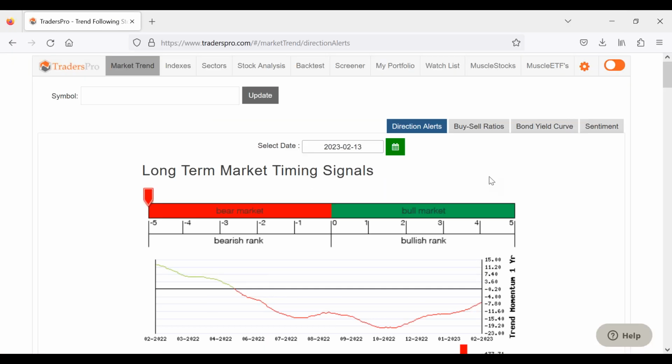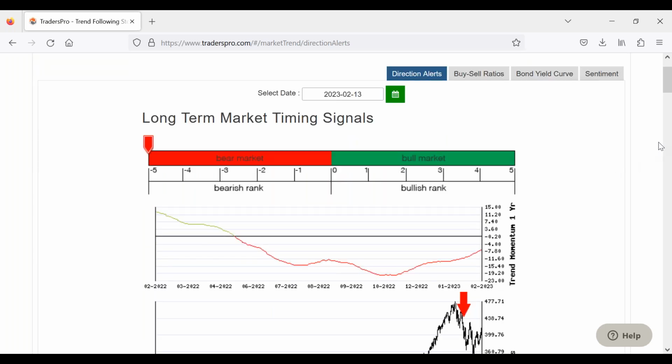The direction alerts, again, not too much to talk about here. I do want to point out something we've been watching. We're getting close to -5. So if the market continues to move higher and we start to get above 4, you'll see this slide bar start moving in this direction towards that bull market signal. This is a long-term signal, so it doesn't change very often.